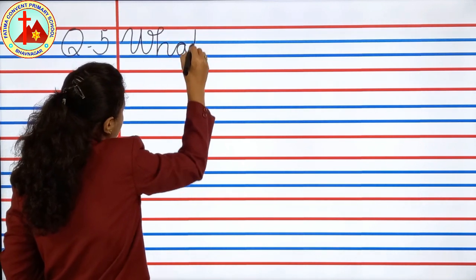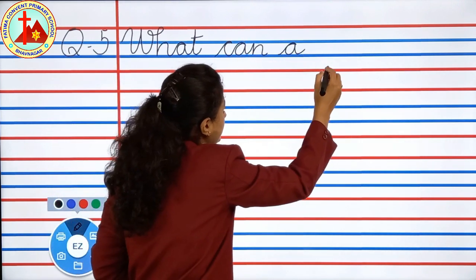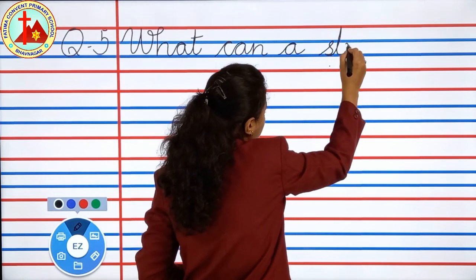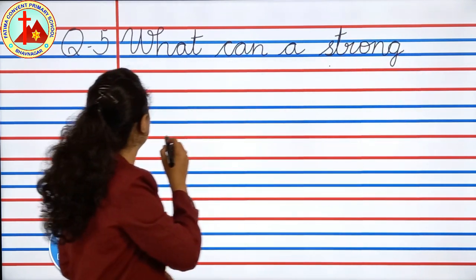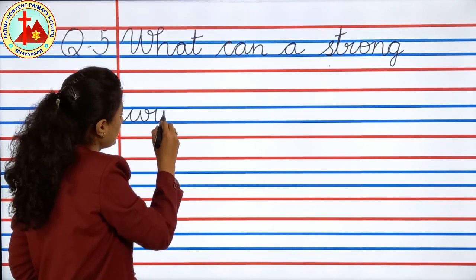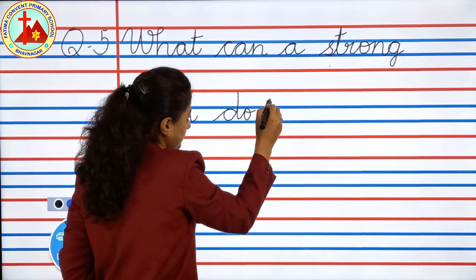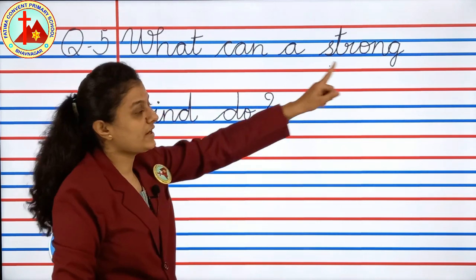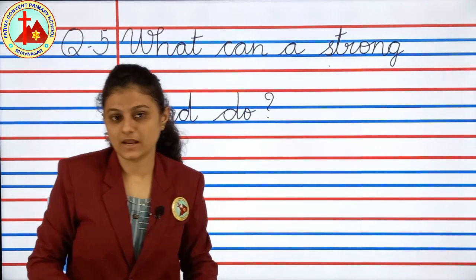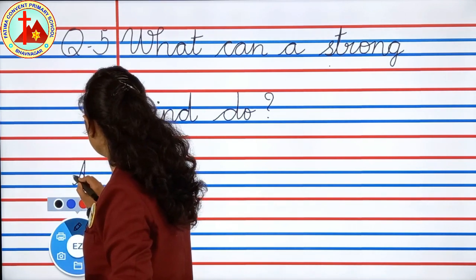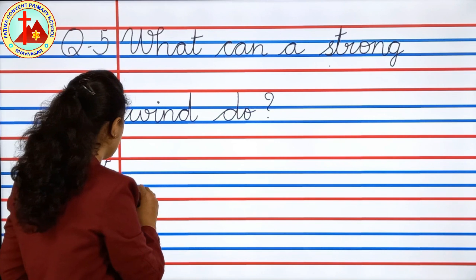What can a strong wind do? Question mark at the end. See children, I didn't have place here, so I continued in the next line. But if you all have got place, you will continue in the same line, okay? Come on, let's write answer 5. What can strong wind do? Strong wind can blow away things. Yes, so come on, let's write.